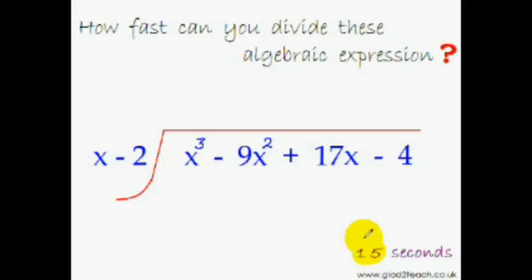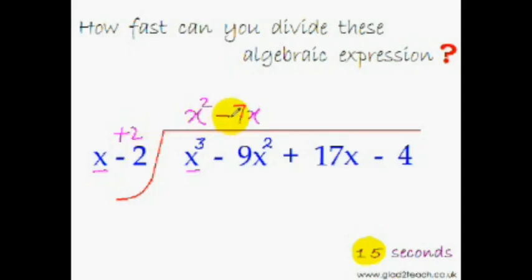Your time is up. So let me do it. X cube divided by x is x square, and you have the first term of the answer. Put plus 2 over here. Plus 2x square minus 9x square is minus 7x square. So I'll put minus 7x, and this is the second term of the answer.